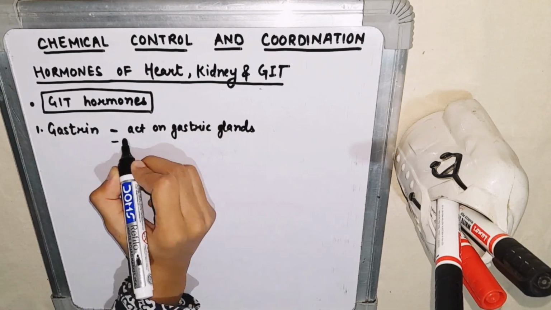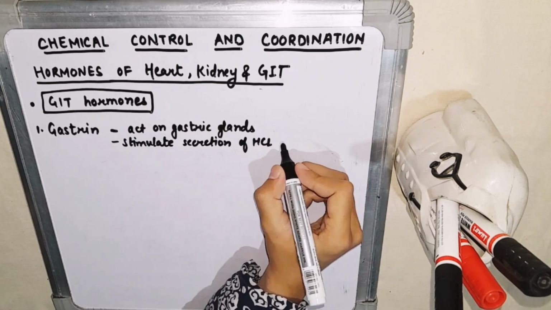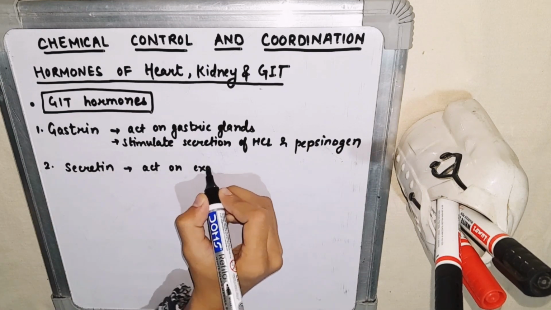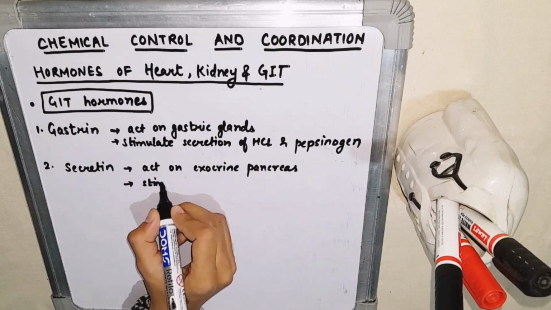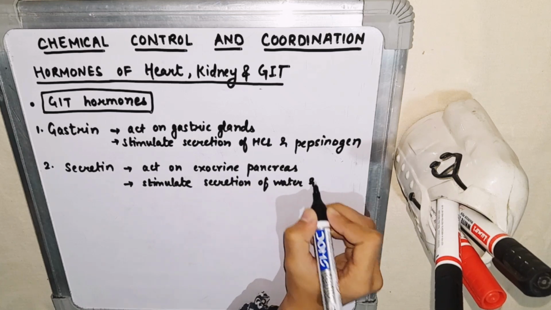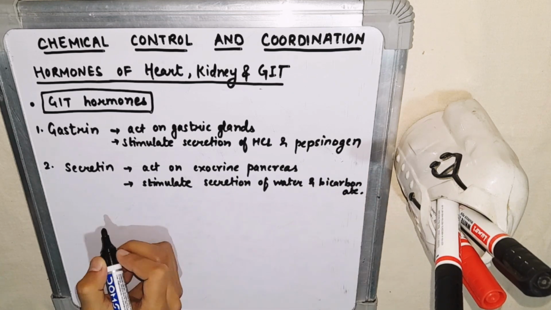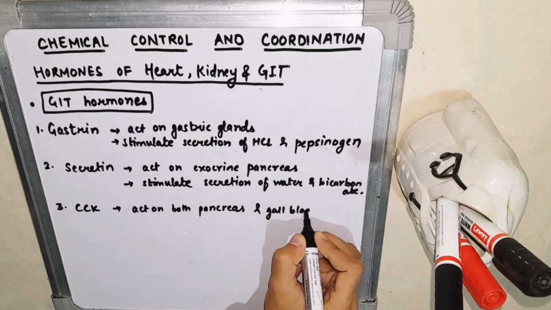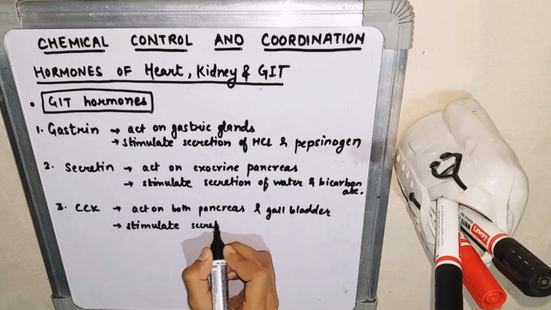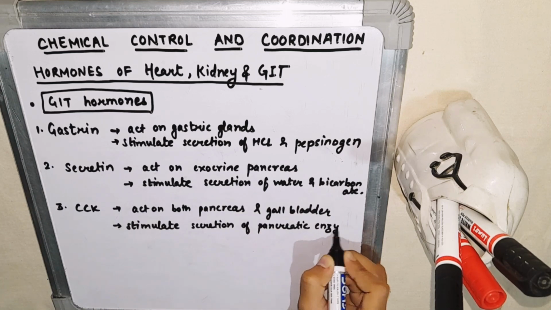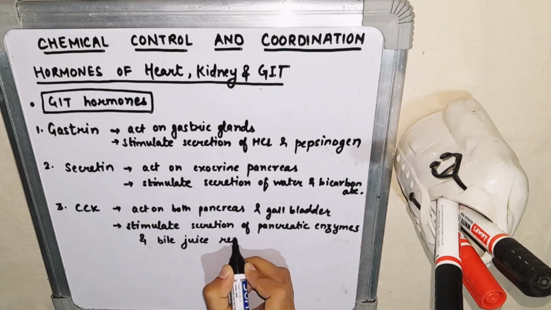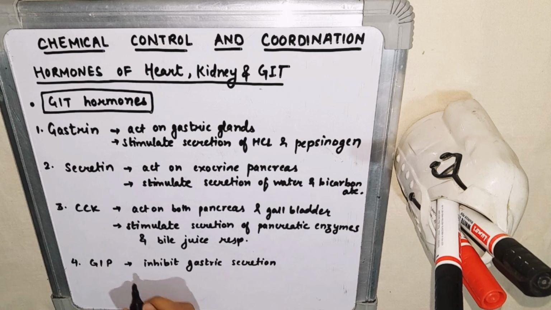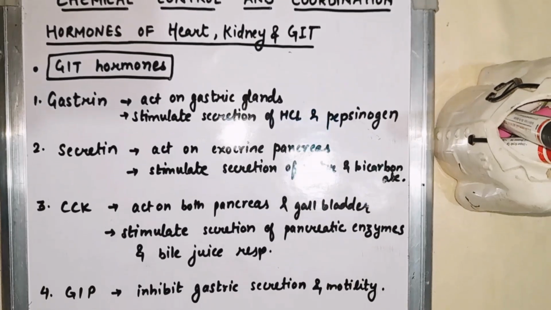First is gastrin. Gastrin acts on the gastric glands and stimulates the secretion of HCl and pepsinogen. Next, secretin acts on the exocrine pancreas and stimulates the secretion of water and bicarbonate ions. Then cholecystokinin acts on both the pancreas and gallbladder and stimulates the secretion of pancreatic enzymes and bile juice respectively. Gastric inhibitory peptide hormone inhibits gastric secretion and motility.